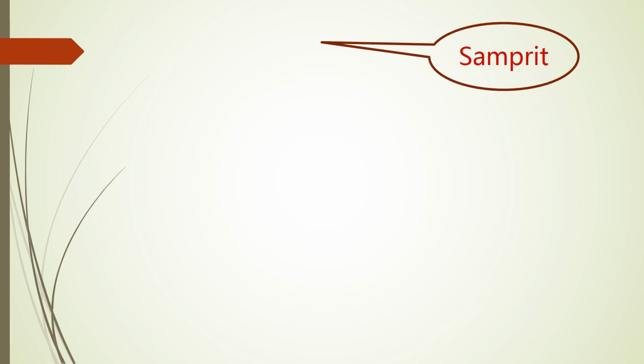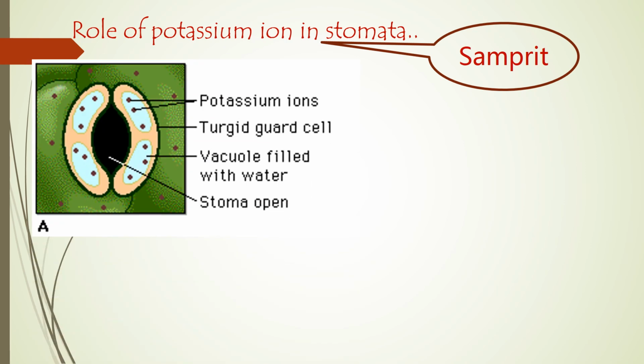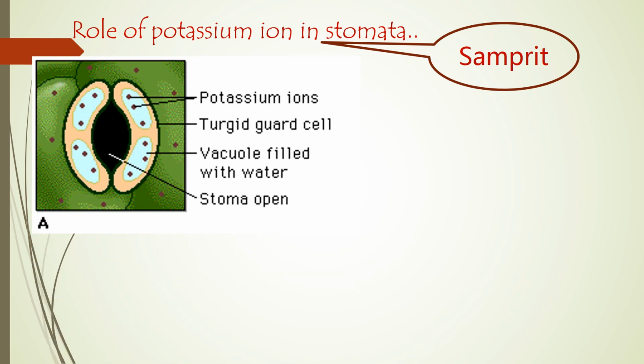Shamprit, your question: role of potassium ion in stomata. Actually, the question should have another word. There is a role of the malic acid also. But here I am only going to discuss the potassium. Potassium and malic acid together will work. Anyways, I will discuss here only the potassium part. Figure A. Okay.